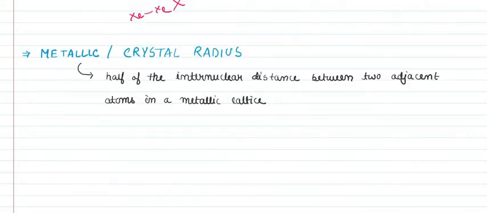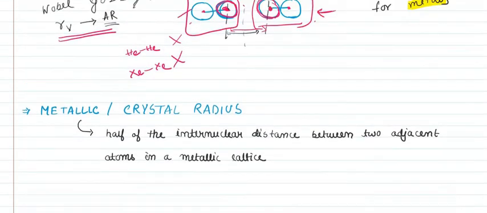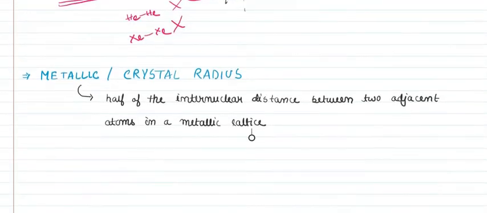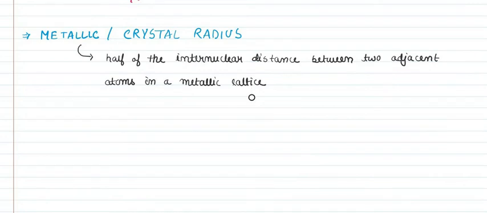Now we have ignored metals till now in covalent radius as well as in van der Waals radius. We have said that it is not applicable for metals. Why? Because metals have their own specific radius type measurement. Okay, so what is this metallic or crystal radius? It is half of the internuclear distance between two adjacent atoms in a metallic lattice.